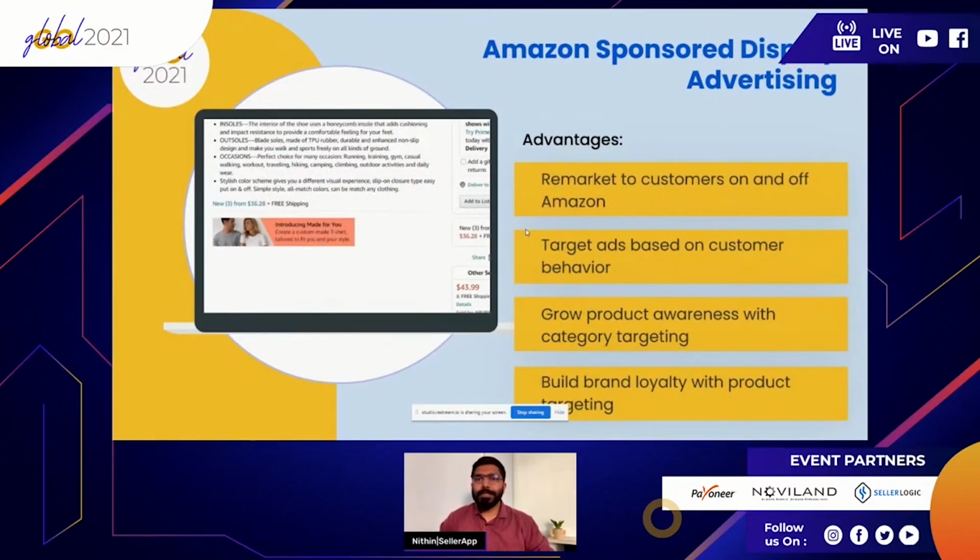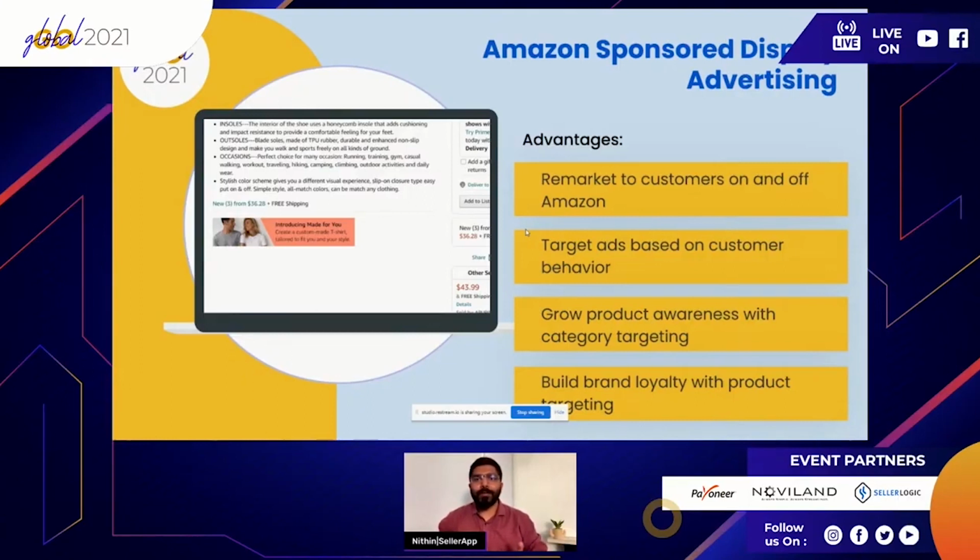Then you have sponsored display advertising. This is a brilliant way to divert the attention of a consumer from your competitor's listing page. These are ads that come right under the bullet points of your competitor's products. Targeting the right set of products from your competitor's space helps divert the audience from your competitor's product page to your own product page. So it increases the awareness of your product within the category itself.